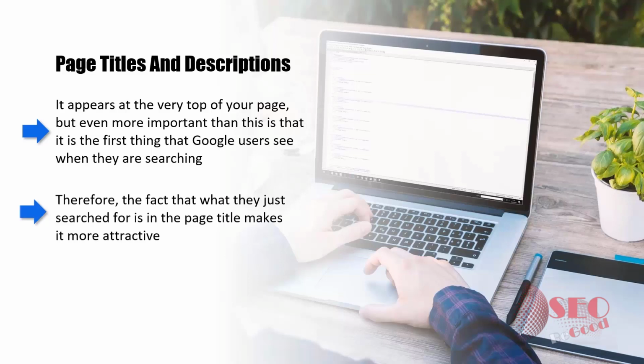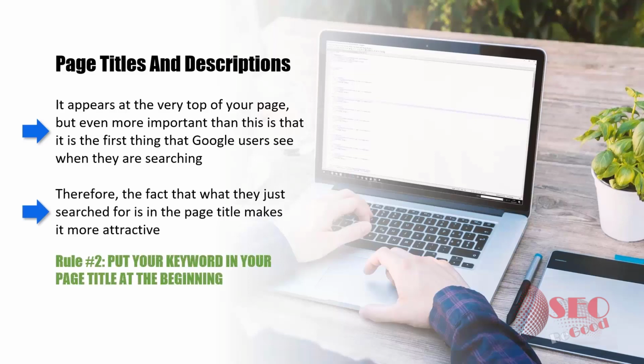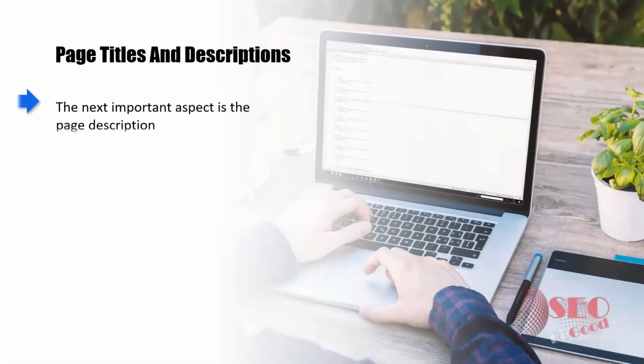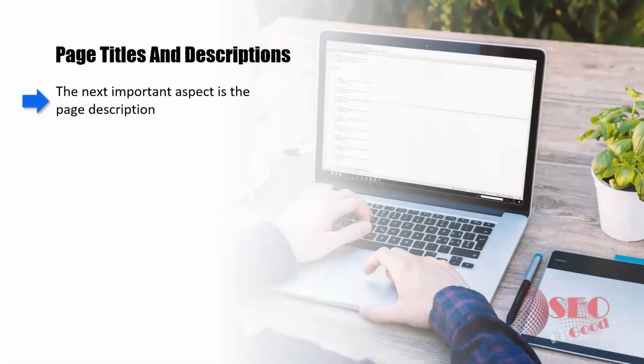So, the second of our 9 rules on page optimization is: put your keyword in your page title at the beginning. The next important aspect is the page description. This is often referred to as the meta description. The HTML tags are meta type description. Your page description is only important for the search engines. It appears under the page title in the search engine results and is absolutely vital.